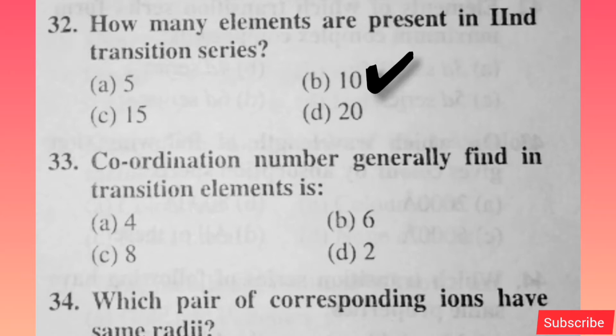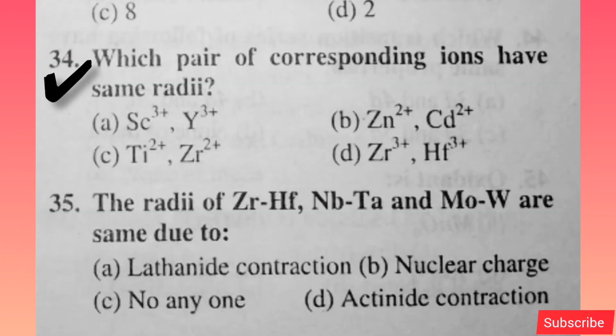Option B is right. Coordination number generally found in transition element is option D. Which pair of corresponding ions have same radii? Option D is correct. The radii of Zr, Hf, Nb, Ta and Mo, W are same due to lanthanide contraction.